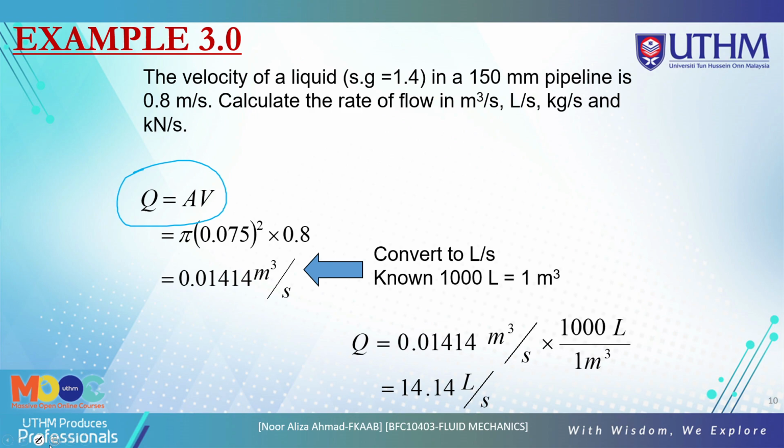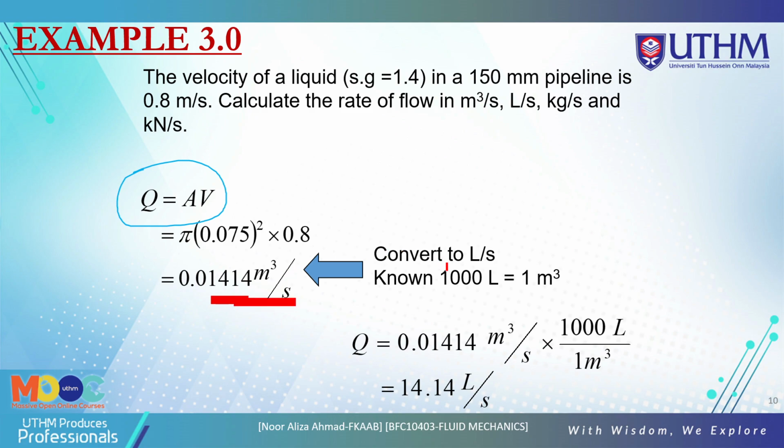Okay, so we get the value of the area of the pipeline: pi times 0.075, because for 150 you just divide by 2. So you get the value here, and you multiply by the velocity, which is 0.8. So you get the value of the Q here, the discharge in meter cube per second.